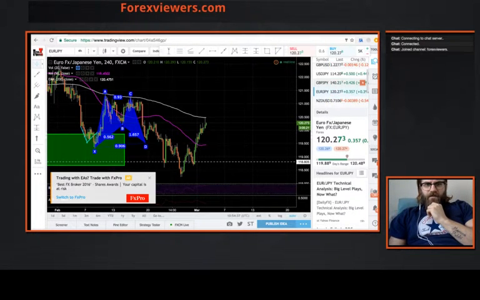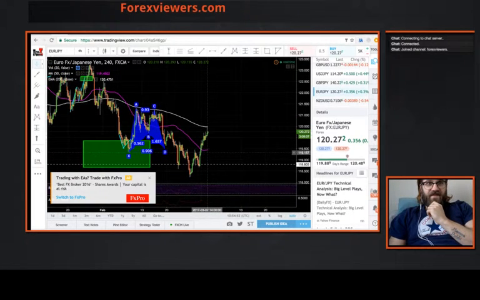So yeah, pretty nice looking pin bar candle here. Not much else. We are extremely overbought here. This does look like a nice shorting opportunity. Let's check out the daily here just for kicks.